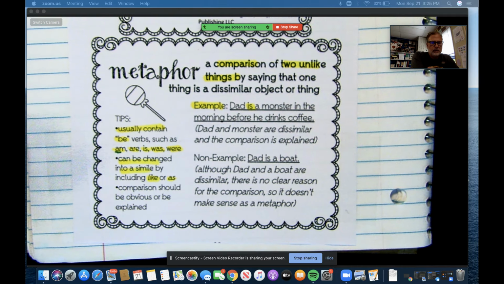is a lot like a simile, which is why we want to learn about both of those at the same time. So metaphor is a comparison of two unlike things by saying that one thing is a dissimilar object or thing. So again, it's really the comparison of two unlike things, but this time you're not using the word like, or as. So look at this one.